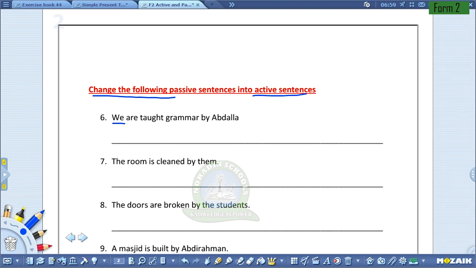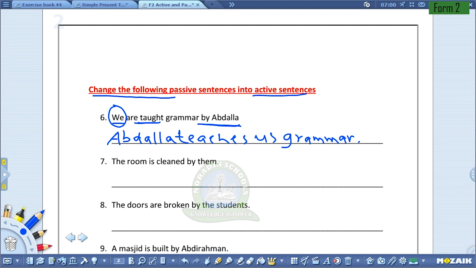Here the subject is Abdullah. Where is the verb? Here, yes, taught. This is an irregular verb. When it comes to its base form, it is teach. Abdullah teach. Here the subject is singular, third person, so we are required to add es. Abdullah teaches. Here is we. If we change it into the object pronoun, it becomes us. Abdullah teaches us grammar.